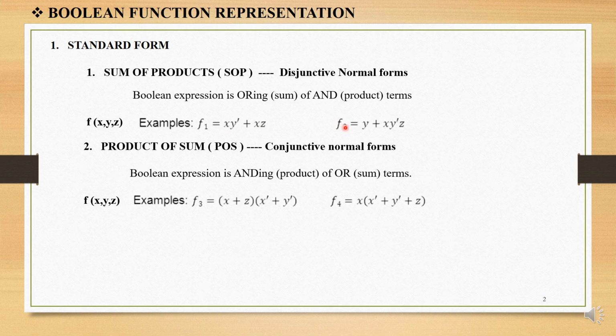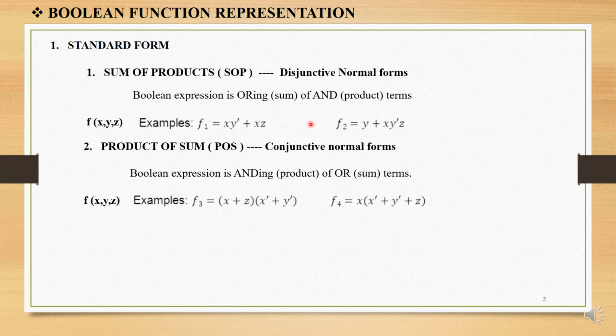The second example we consider here is f2 equal to y plus xy bar z. So we have two product terms again here. y is also a product term because y dot 1 is equal to y itself. So we consider y as a product term, and we have one more product term, xy bar z. These two product terms are ORed together in the Boolean function.